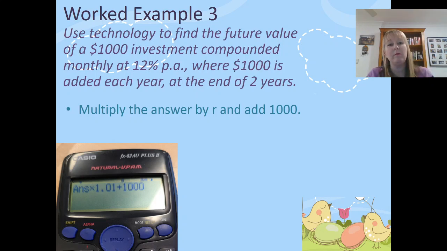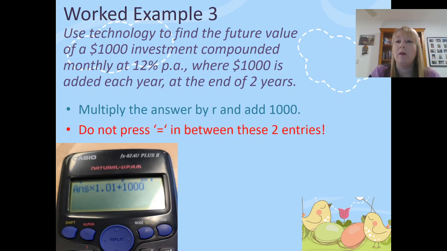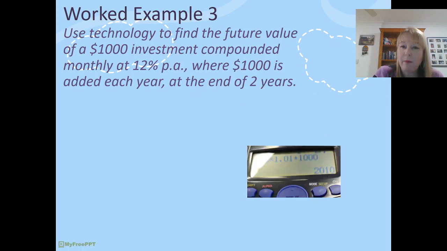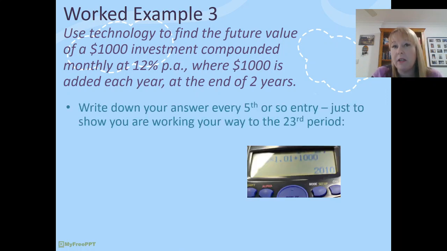So basically, we're typing in a recurrence relation into our calculator. And now I want to stress this, you don't press the equals button in between adding the 1.01 and the 1,000. If you did that, it would stop the iterative function from working. Now we press equals 23 times on our calculator, counting very carefully to make sure we don't miss one.